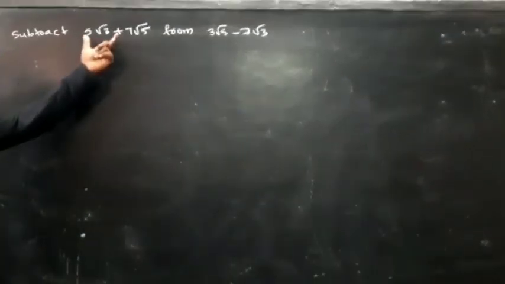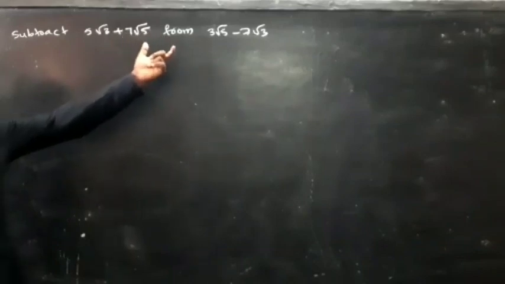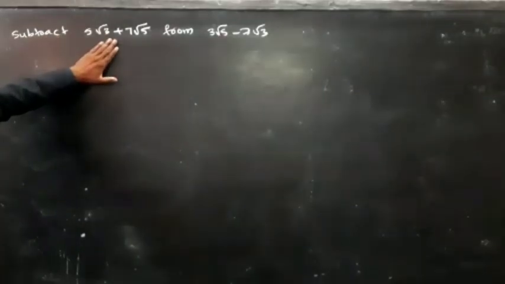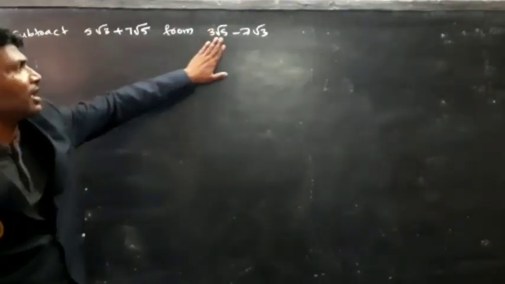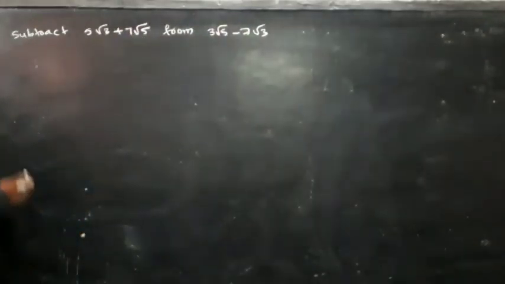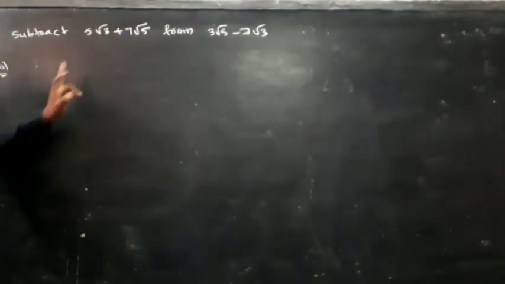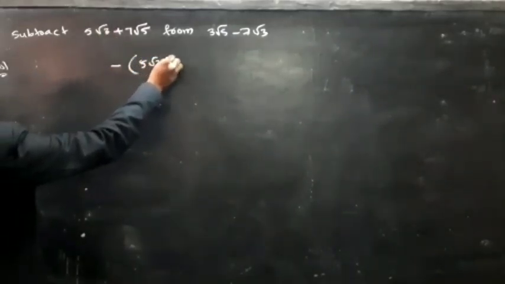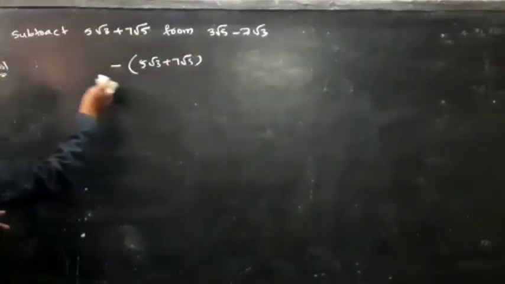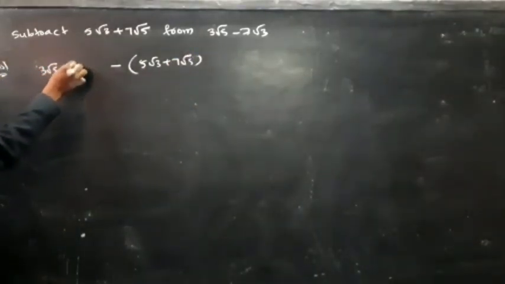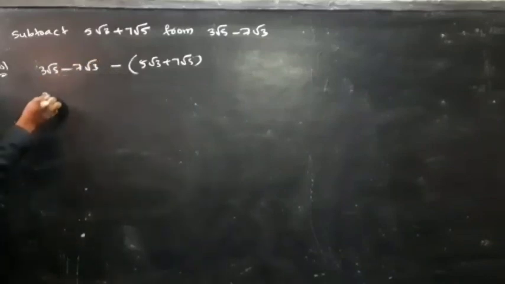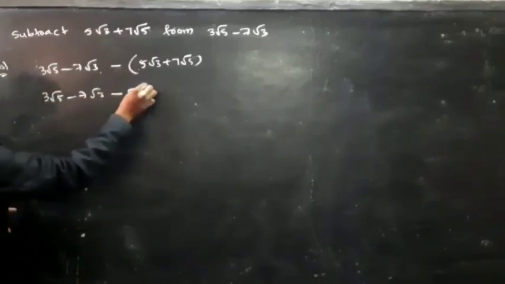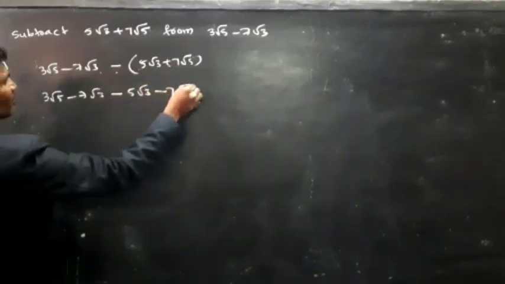Subtract 5 root 3 plus 7 root 5 from 3 root 5 minus 7 root 3. What is the question here? Subtract 5 root 3 plus 7 root 5 from 3 root 5 minus 7 root 3. Solution. I want to subtract 5 root 3 plus 7 root 5 from 3 root 5 minus 7 root 3. So 3 root 5 minus 7 root 3 plus into minus 5 root 3 plus into minus 7 root 5.